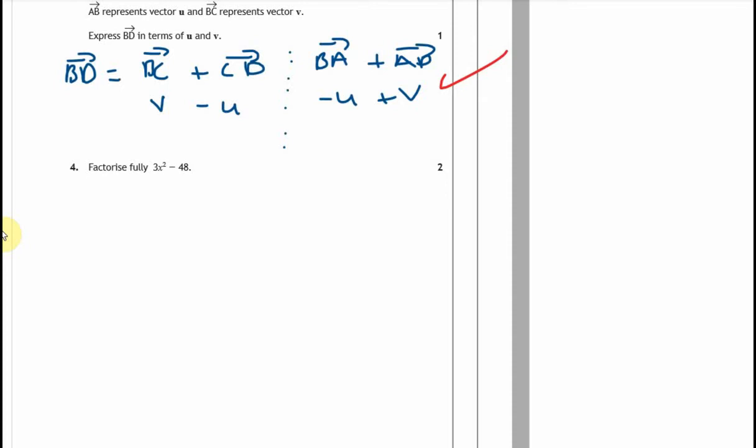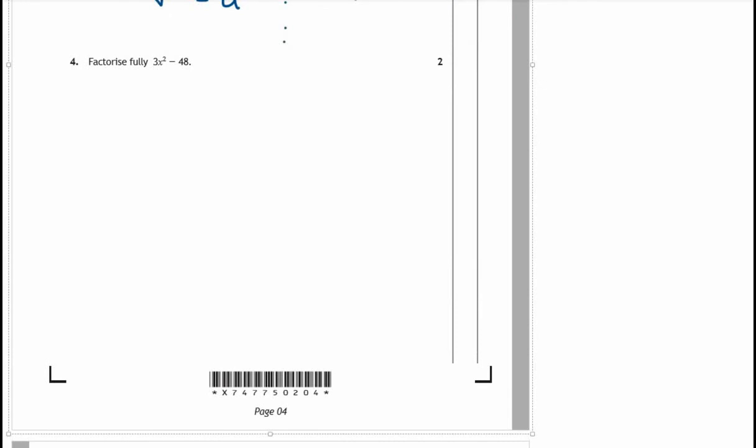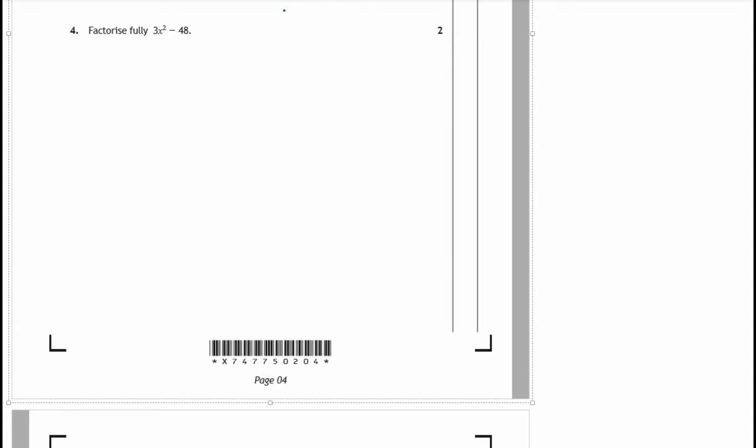Okay, question 4. Now this is good. This just says factorize. Okay, plain and simple. Sometimes they dress this up and tell you to solve, or there are different ways of saying this, but yeah, this one just says factorize, plain and simple.